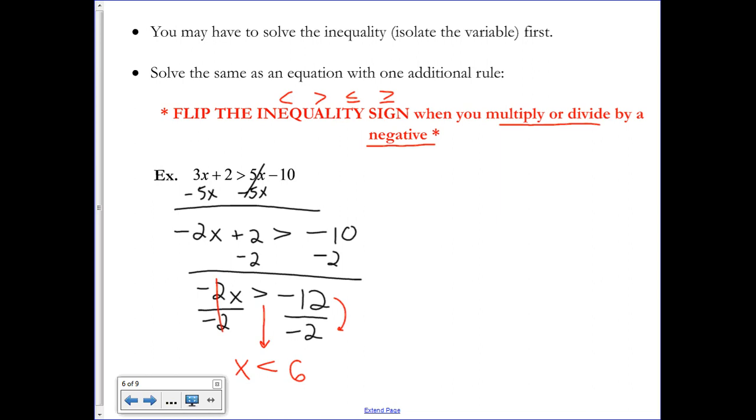The really important thing is that you're remembering to switch the sign so that on your graphical representation of this, you're shading in the right direction. X is going to be, if 0 is here, I have 1, 2, 3, 4, 5, 6. X is going to be an open circle here, shaded less than the 6, because those are the values that when you plug it back into the original inequality will make the statement true.